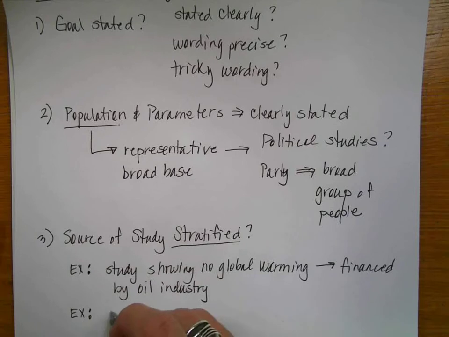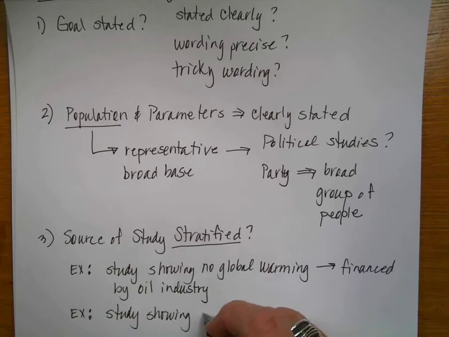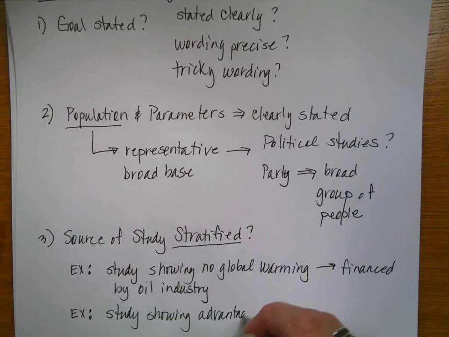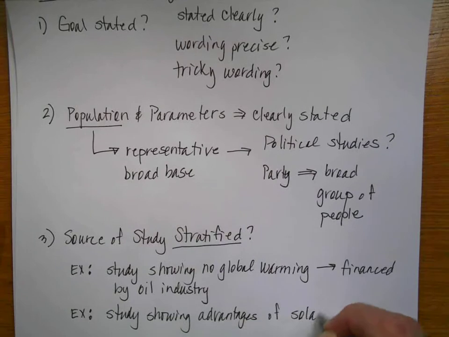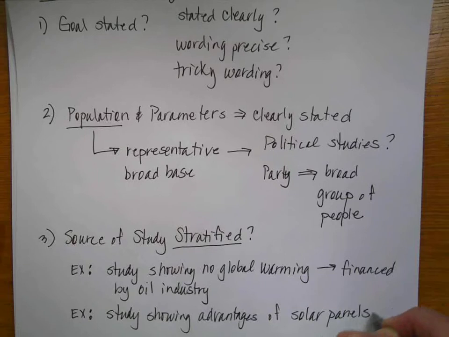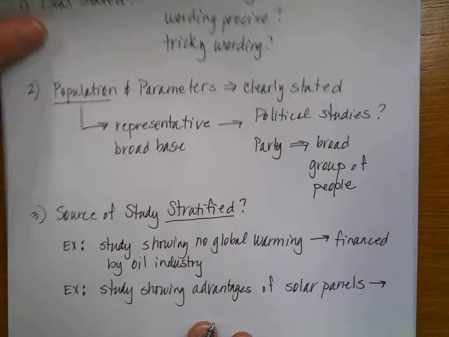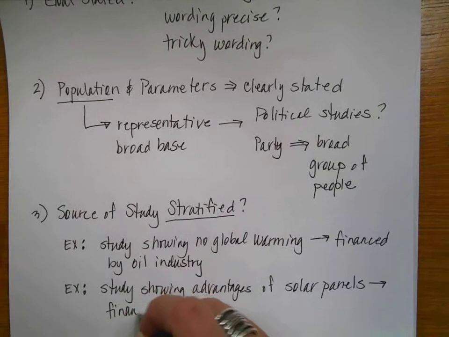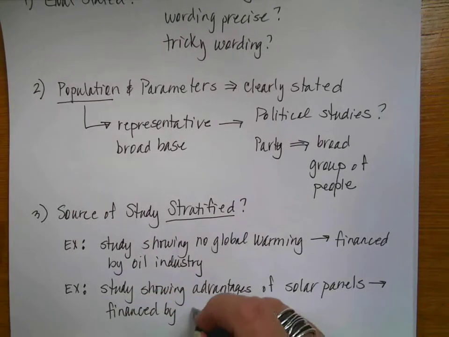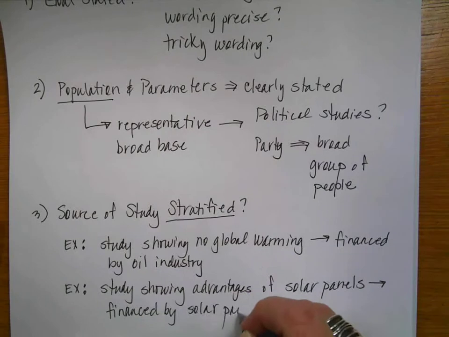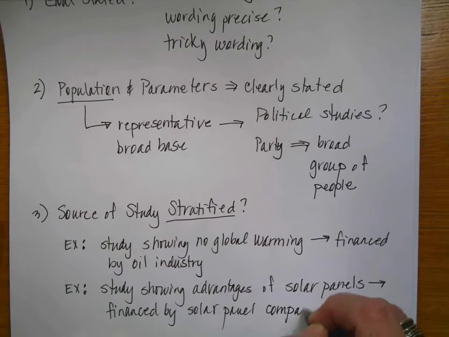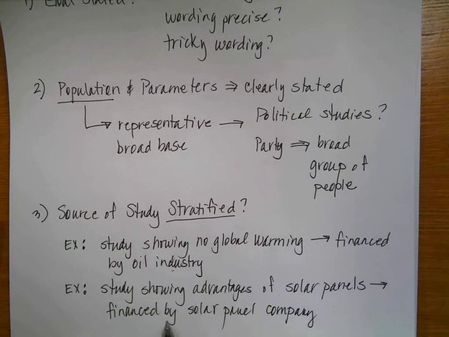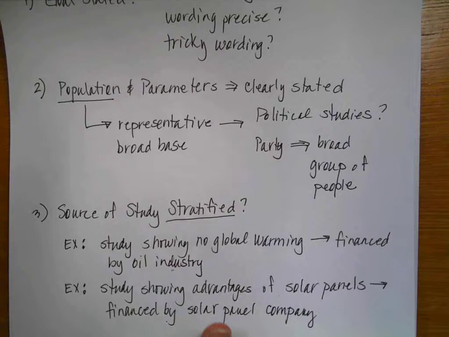Another example would be a study showing the advantages of solar panels, and when you look at the fine print on the study, you'll notice that it was financed by a solar panel company. So you always want to make sure that the person that's funding the research is not the same company that is in the study that you are trying to do some work on.